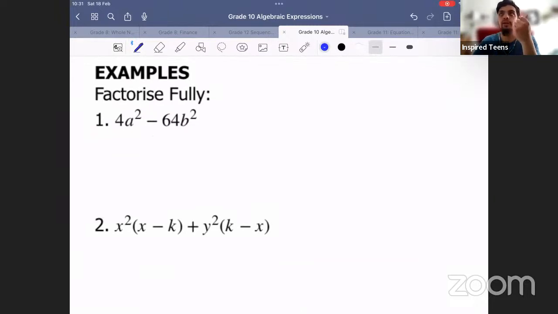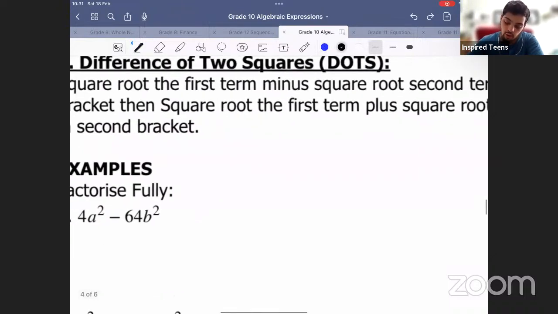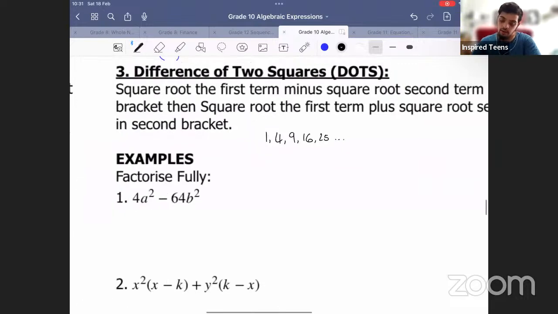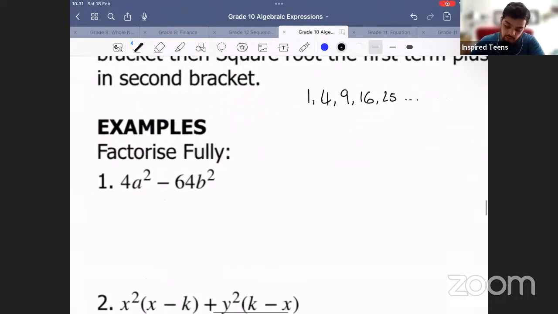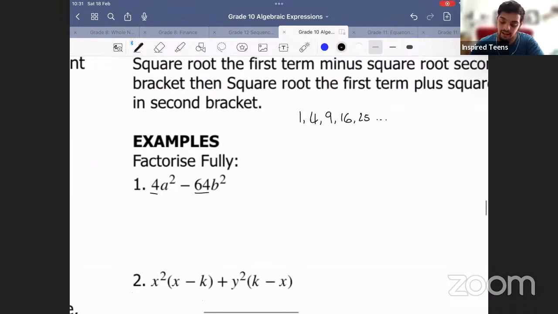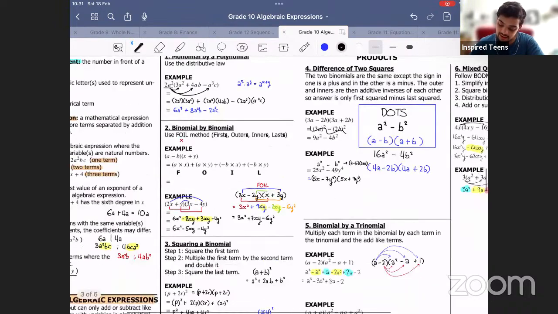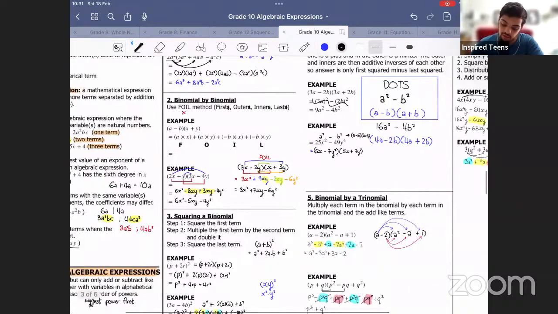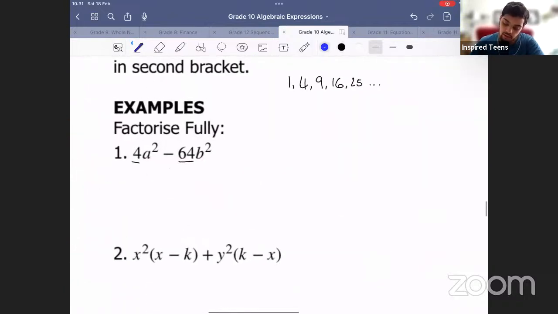You need to be able to identify if something is a perfect square. When it comes to the coefficient, the number, it needs to be a perfect square. So what are my perfect squares? 1, 4, 9, 16, 25, and so on, 36, 49, and so on. The actual number needs to be a perfect square. However, when it comes to a variable, any even exponent is a perfect square.